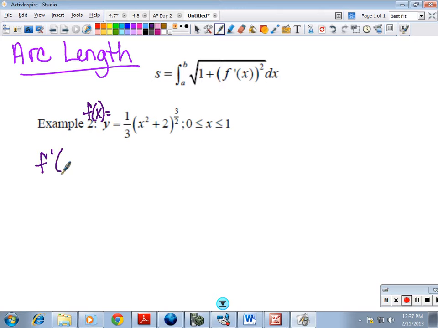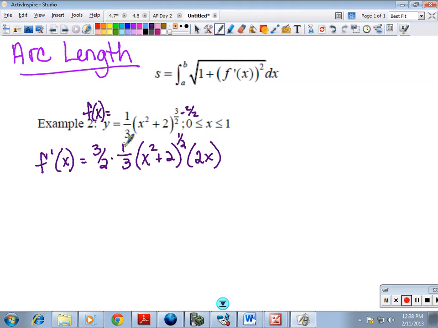f prime of x. So we'll take our 3/2, multiply it to the front, subtract 1, so minus 2 over 2 is going to be 1/2 times the derivative of the inside, chain rule, 2x. Alright, and this particular one we're going to do with no calculator. We're actually going to work it all the way out. Occasionally, not very often, but occasionally you will see one with no calculator.